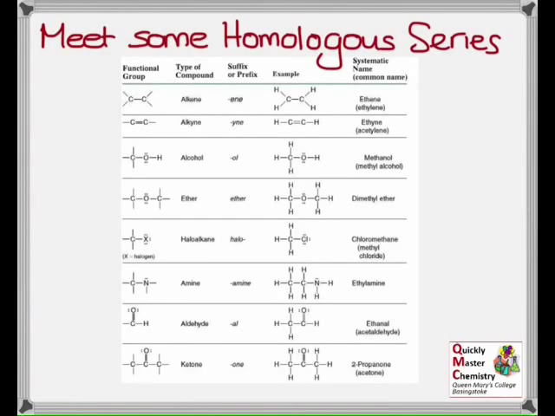Organic molecules get classified into a wide range of different families known as homologous series. And this video introduces you to a range of these homologous series: the alkanes, the cycloalkanes, the alkenes, the arenes, the alcohols and the ethers.